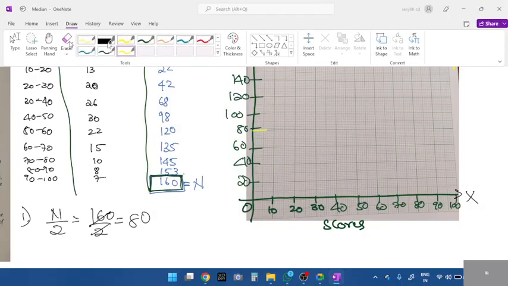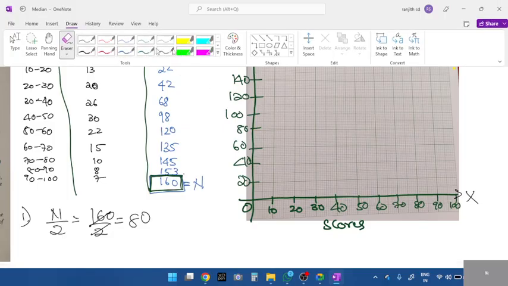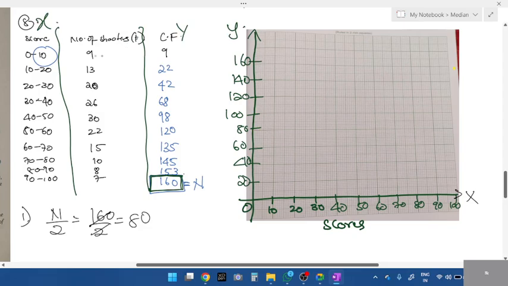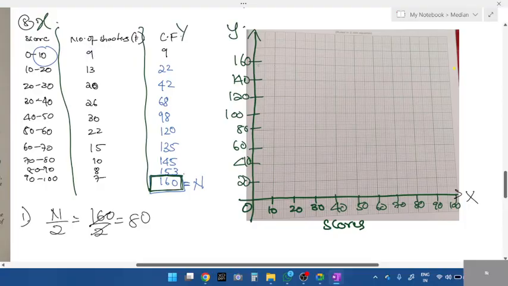Okay, before that I forgot. We have to complete the ogive graph. Tell me what are the values? How do I complete the ogive graph here? I should take 10 and 9, right? In x-axis, 10 is correct. In y-axis, where does 9 lie, students? Respond all of you. Where does 9 lie? Between 0 and 20. Now the calculation is important.